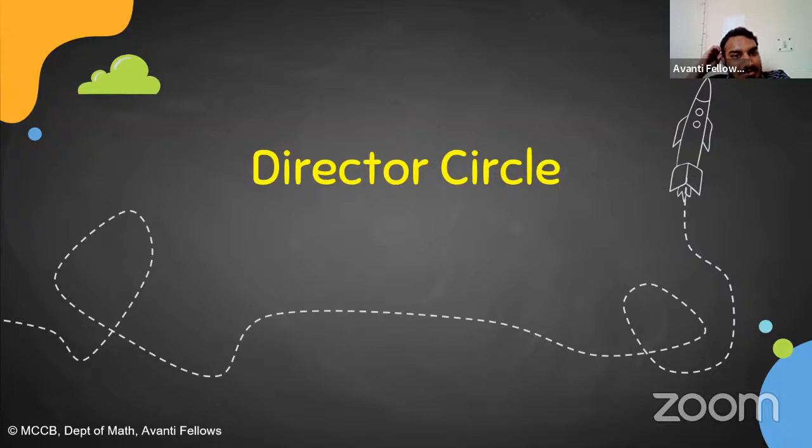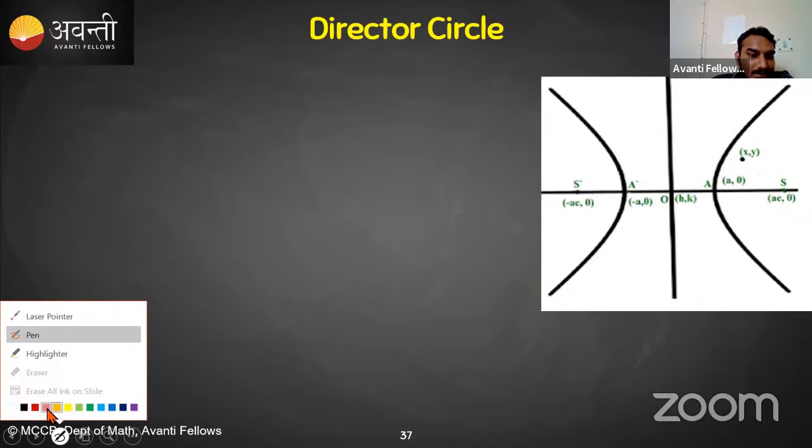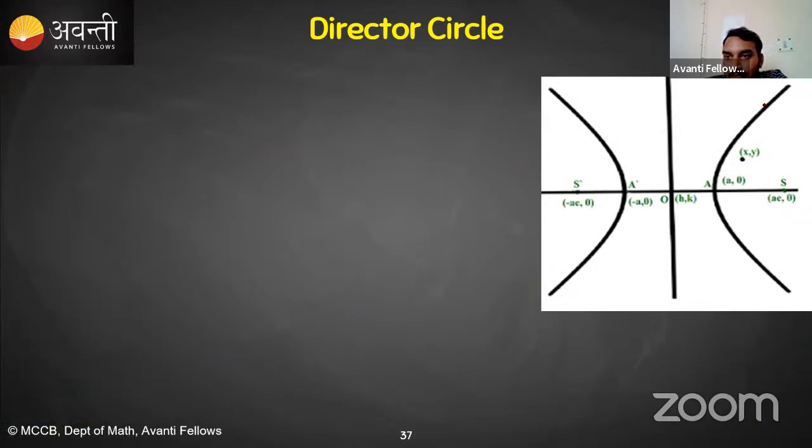Now let's see the director circle. From the definition, the director circle is the locus of a point which moves such that the tangents are perpendicular to each other, right? Let's say this is the hyperbola, and from here you have drawn one tangent, and from here also one tangent, and these two tangents are perpendicular to each other. So we are interested in the locus of this point P.